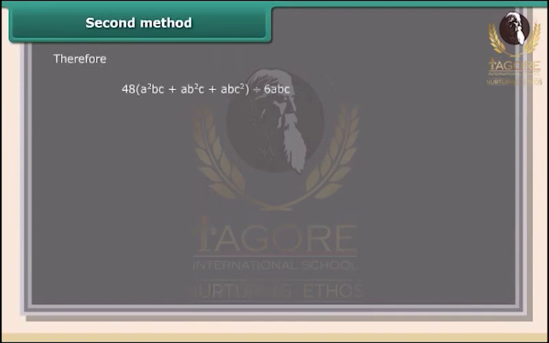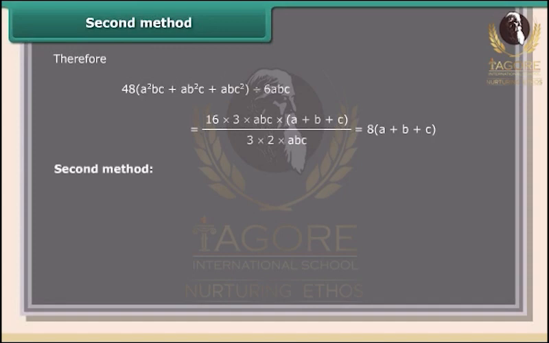Therefore, 48 a square bc plus ab square c plus abc square divided by 6abc is equal to 16 into 3 into abc into a plus b plus c upon 3 into 2 into abc, which is equal to 8 into a plus b plus c. Second method, using the cancellation method.